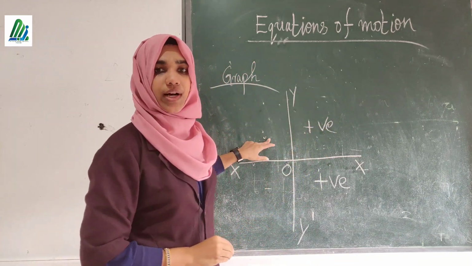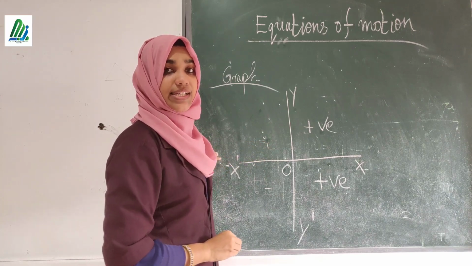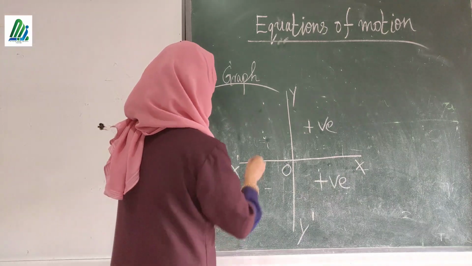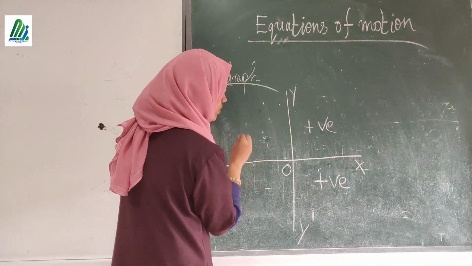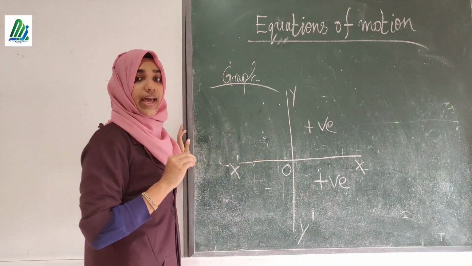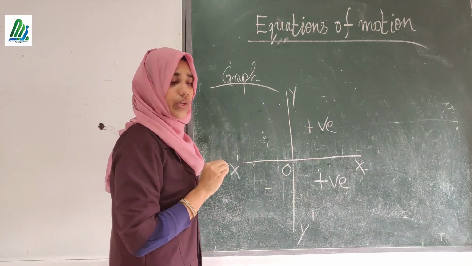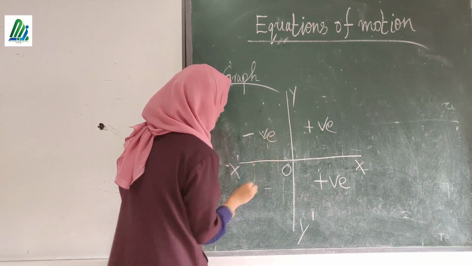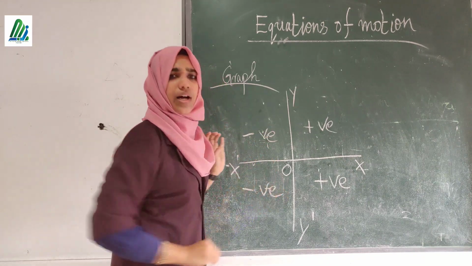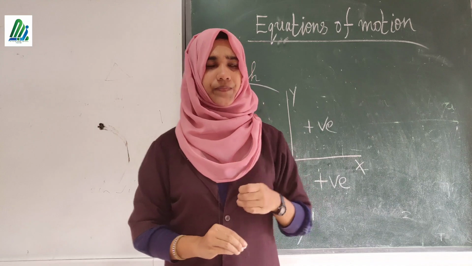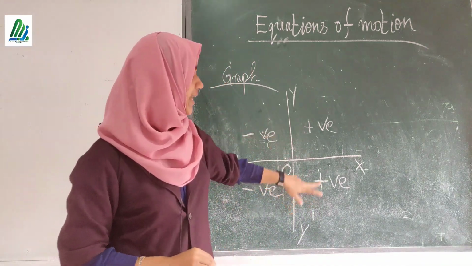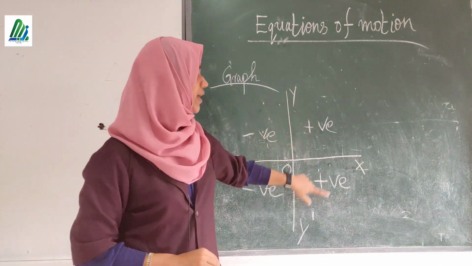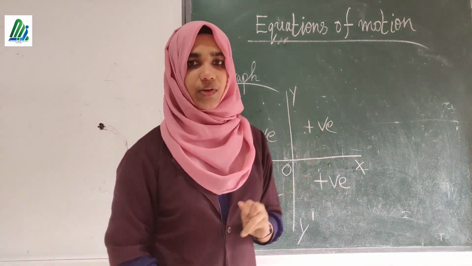Then the axis towards the left from the origin is considered the negative axis. Here OX dash is negative and OY dash is also negative. I think all of you got it. Here OX dash and OY dash are negative and OX and OY are positive.